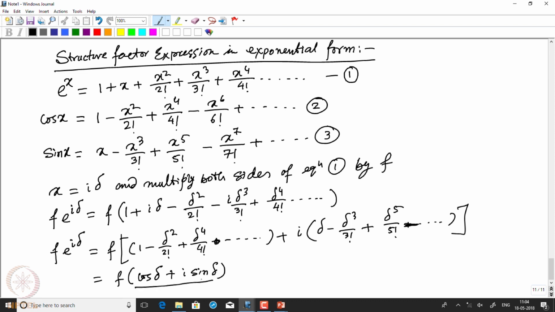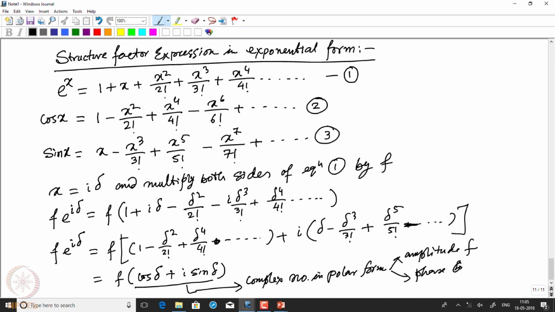So now this is nothing but a complex number in polar form. So this complex number has an amplitude of f and phase angle delta.